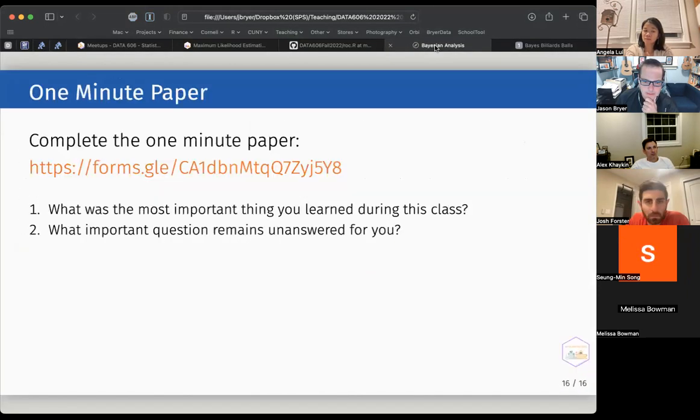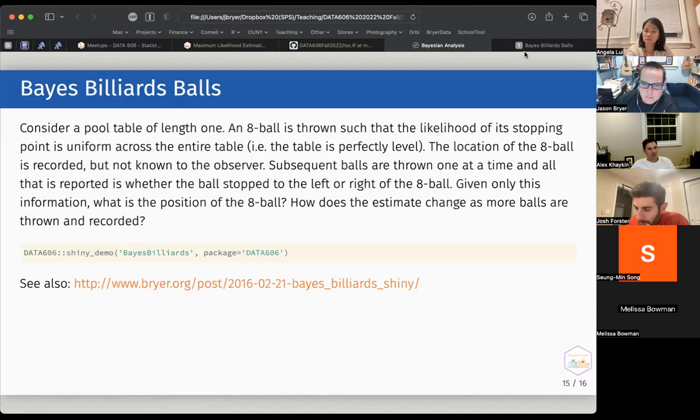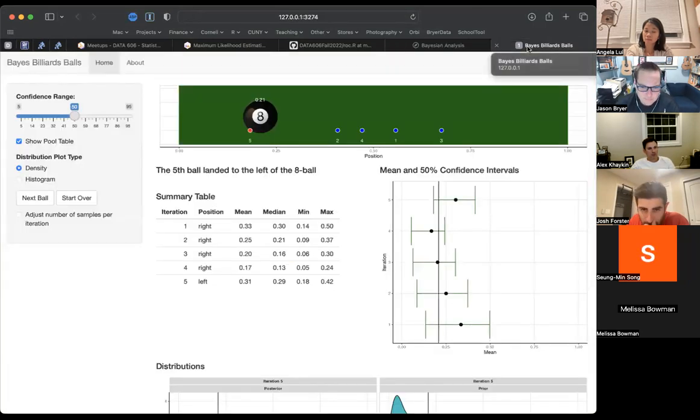Questions? I have a quick question. Just using the formal definition language, if you go back to the Shiny app, your evidence in this case is where you're observing your ball being thrown, and your hypothesis is where you're trying to guess the 8 ball is located. Yeah, we're trying to locate it. Okay. And so you're updating your hypothesis as you have new evidence, as you're seeing more and more balls. That's exactly right.